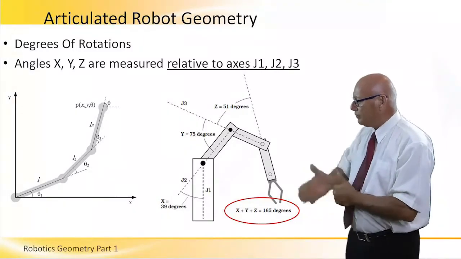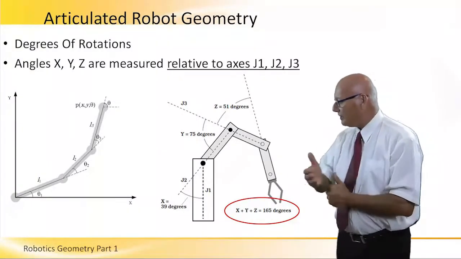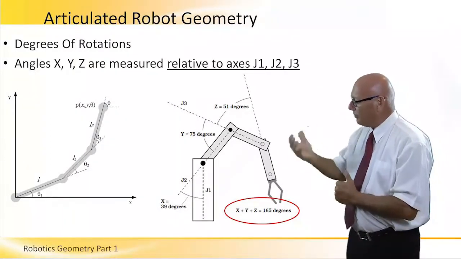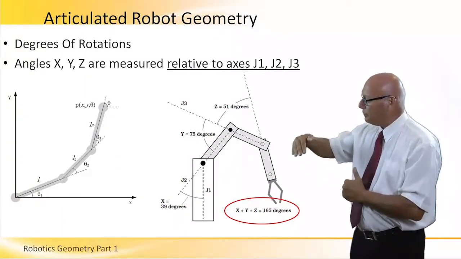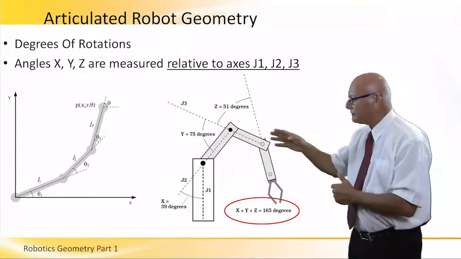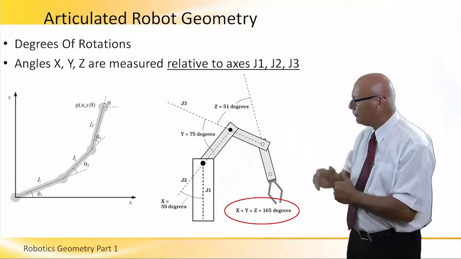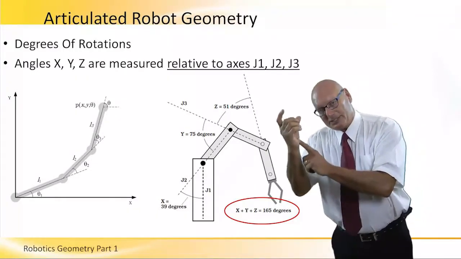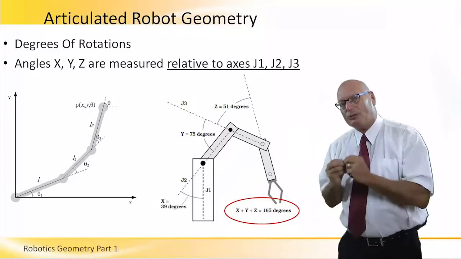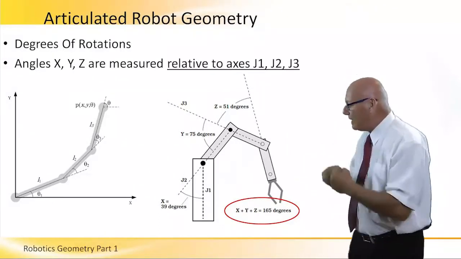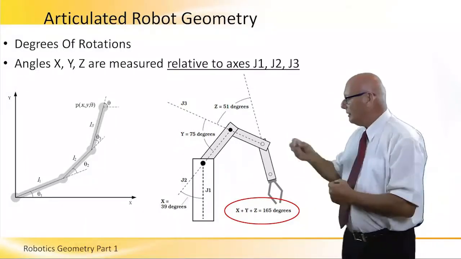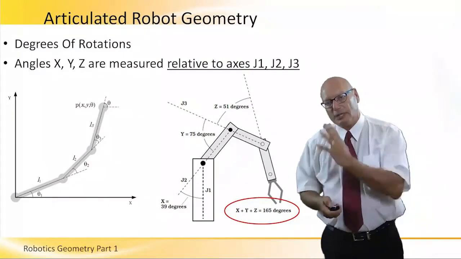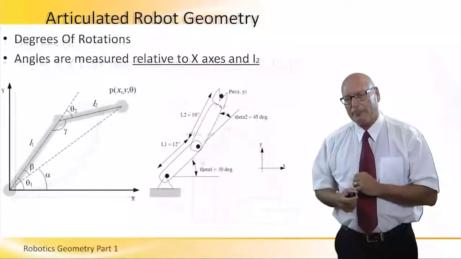39 degrees between the vertical axis J1 and the next link, which is J2, and then y is 75 degrees between J2 and J3, and z is 51 degrees between J3 and J4. So the angle of the beginning of the gripper, the actuator gripper, relative to the x-axis is x plus y plus z, equal to 165 degrees in this particular example.